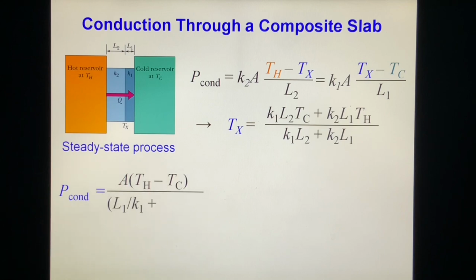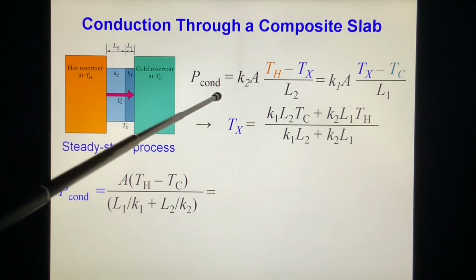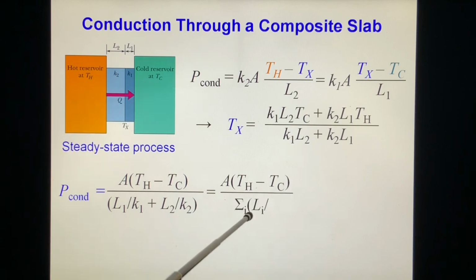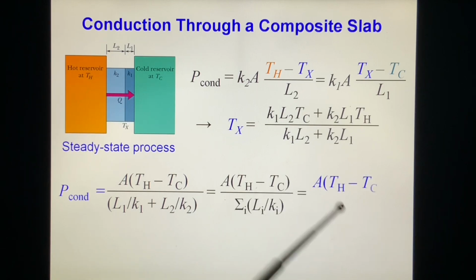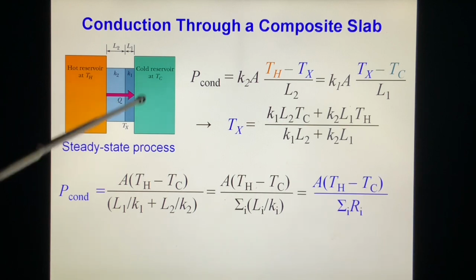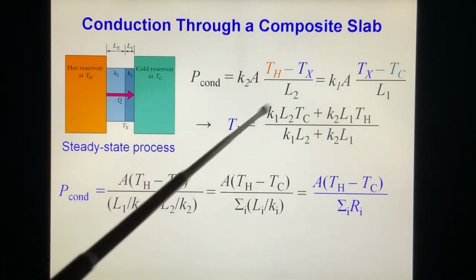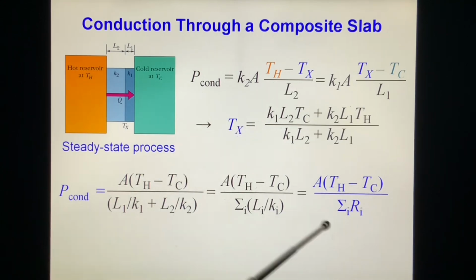Look at this answer. We know L over K, we call it R. This is R1, this is R2. So the heat conducted through the slabs is A (TH minus TC) over the sum of R. Instead of R, we have a sum of R. That's very interesting: if you have 3, we get R1, R2, R3; if we have 1, we get R1. This formula is exactly the same as the previous one.